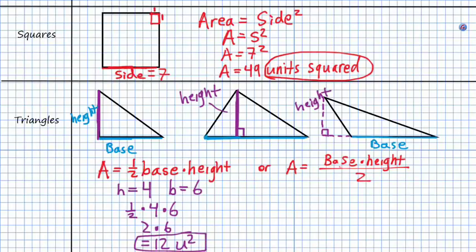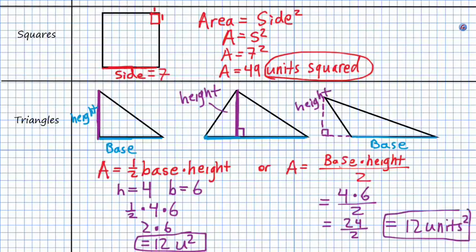Then if we come over with this other formula and we use the same numbers, what we'll see is that we do 4 times 6 divided by 2. 4 times 6 is 24, divided by 2 is equal to 12 units squared. And as we see, these two answers that we got are the exact same. So expression number 1 and expression number 2 are just different forms of the same formula.